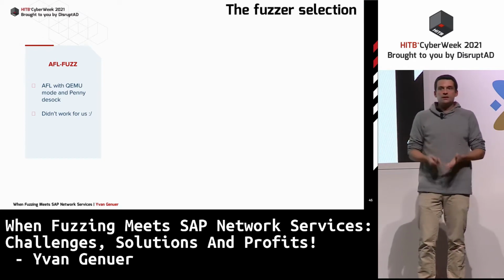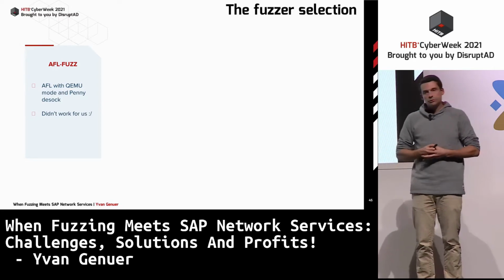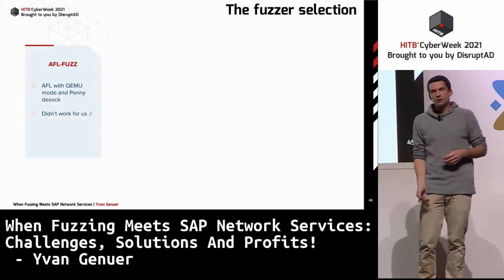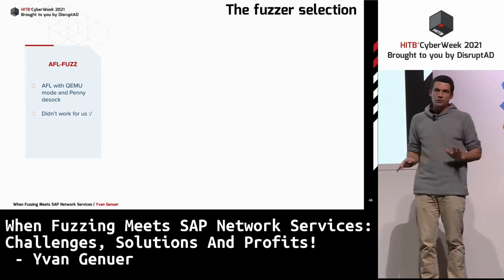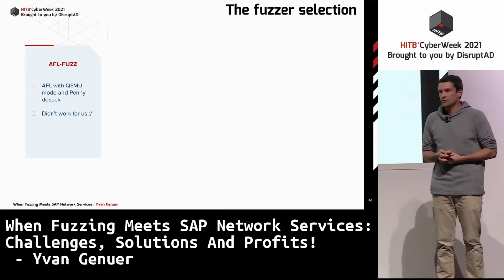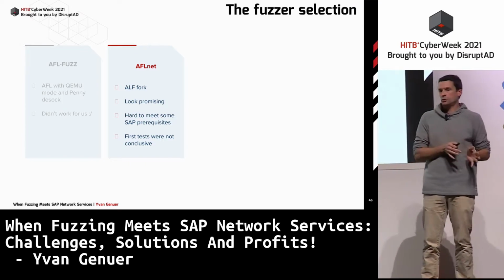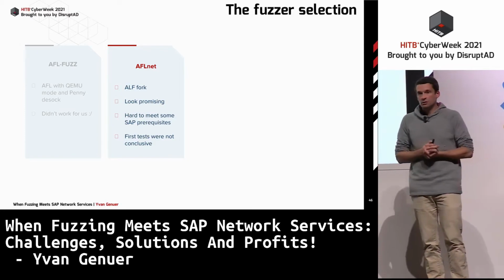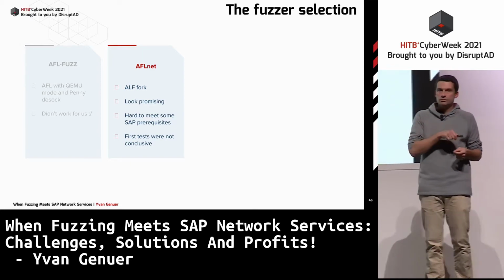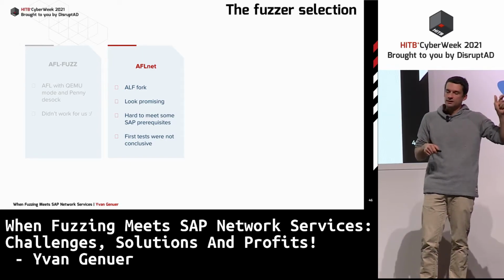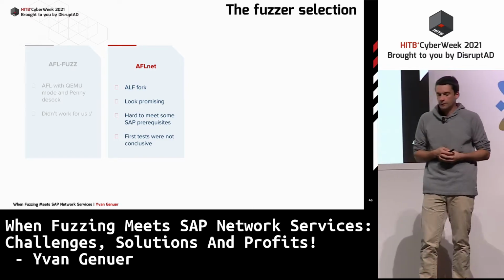So, of course, we tested AFL Fuzz. AFL Fuzz is a very well-known fuzzer. We tested it a lot. We tried it with the QEMU mode. We tried it with DynamoRIO. We tried it a lot, and we never achieved very good results with AFL Fuzz. Next, we tested AFL Net. This is a fork of AFL, but for network. And again, we never achieved results. The 10 million tests we sent in the first part of the slides, against the Enqueue, were done with AFL Net, and AFL Net found nothing.